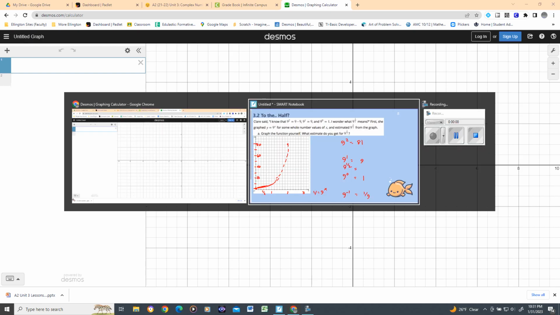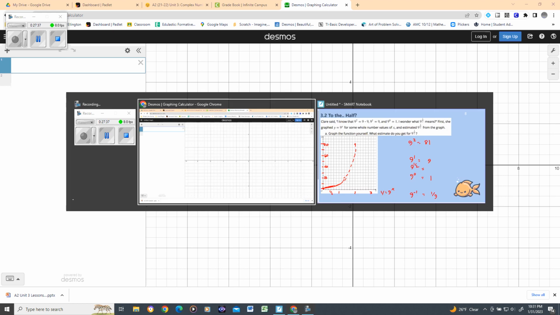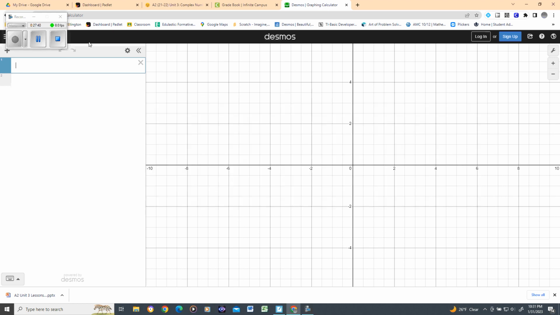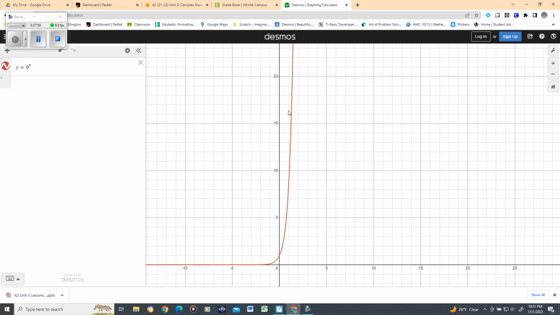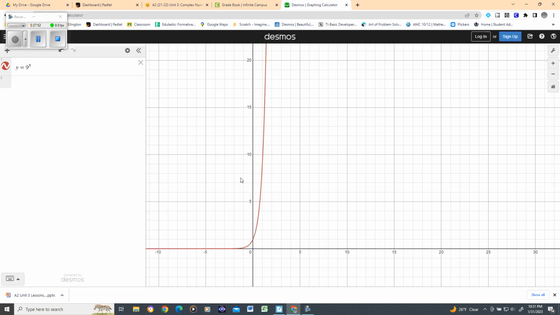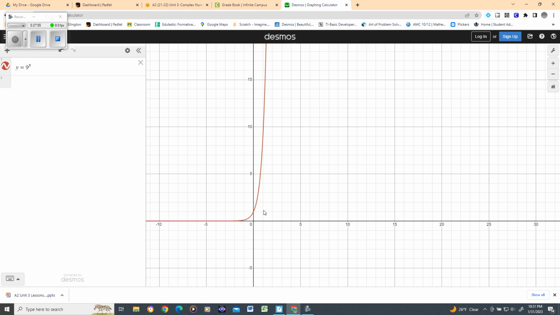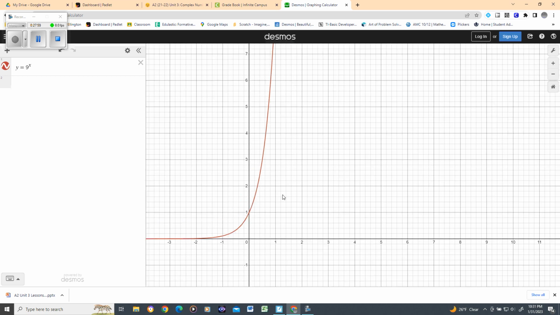Okay, so in Desmos, let's type in y equals 9 to the x power. Okay, so there's my graph, and it's a very steep graph, right? That's because just going over to 2 makes the graph shoot up to 81. So anyway, let's scoot in here.